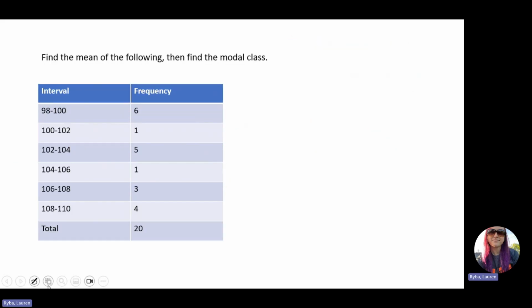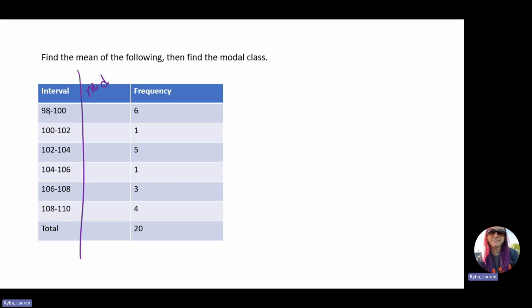I'll do one more. So we have groups 98 to 100, 100 to 102, 102 to 104, 104 to 106, 106 to 108, 108 to 110. If the numbers are further apart and you can't very quickly tell me what the middle is, just add them together and divide by 2.